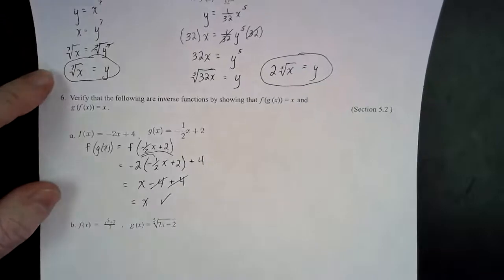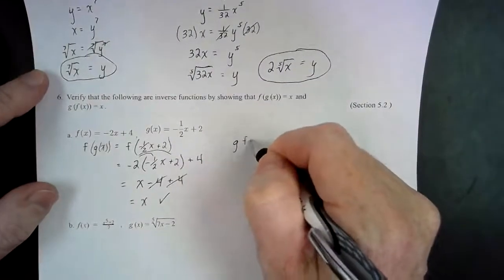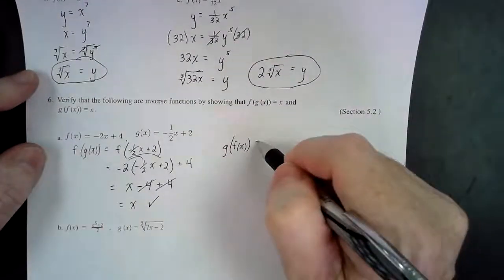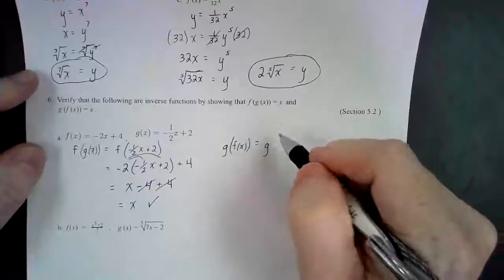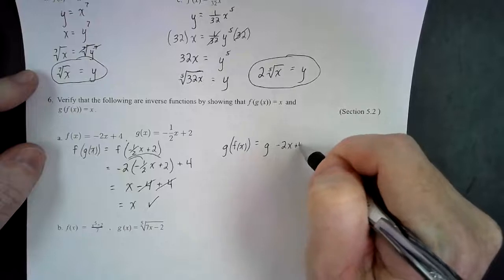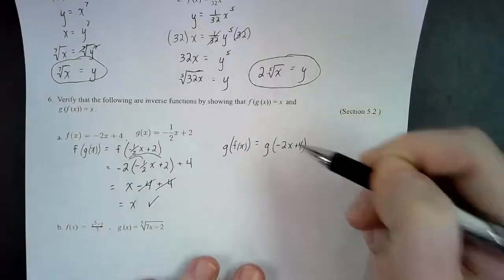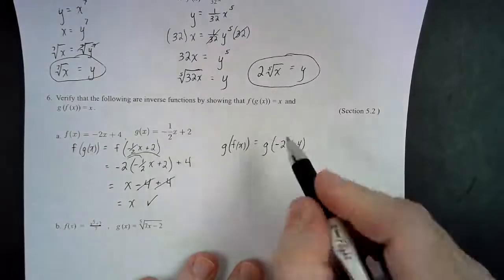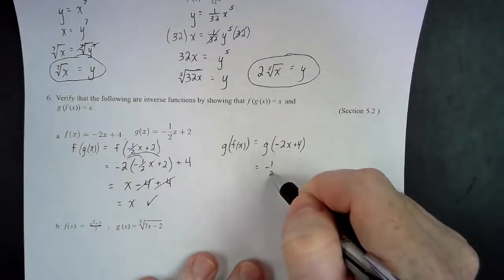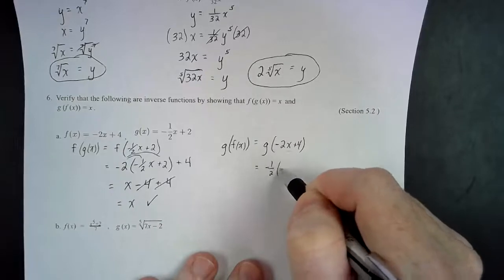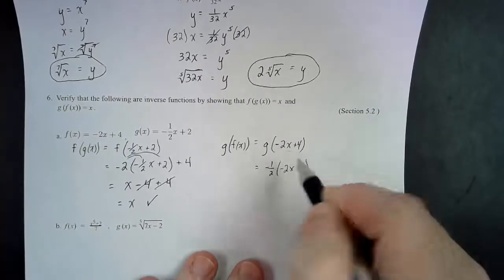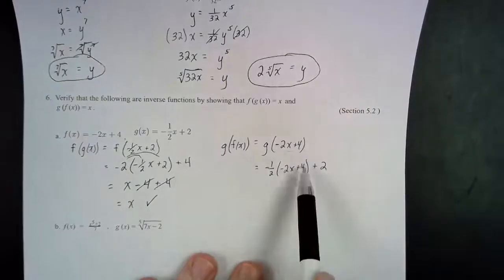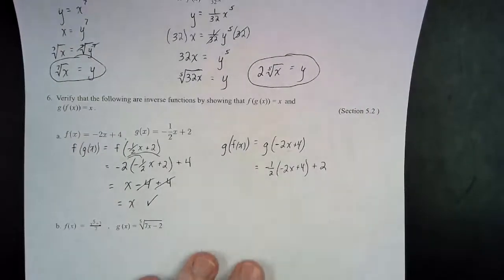Now we have to do g of f of x. All right, f of x is on the inside. So we're going to have g of negative 2x plus 4. So this is getting plugged into g. And g is negative 1/2 x, so it's this stuff plus 2. So see, they should look different. Otherwise, I just did it twice.